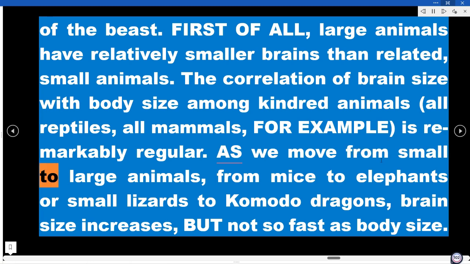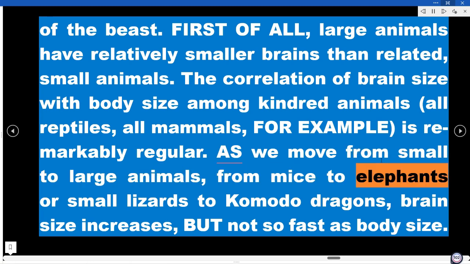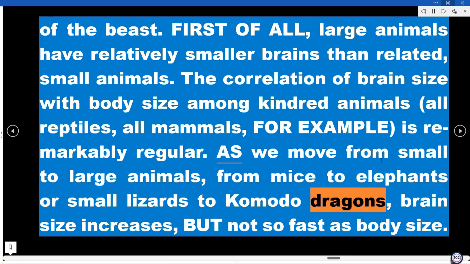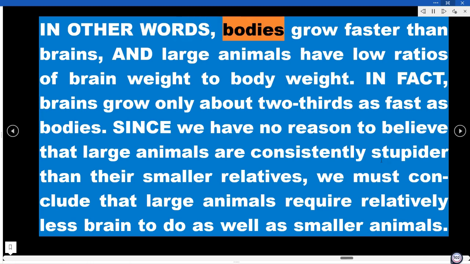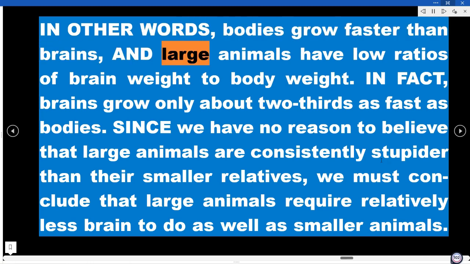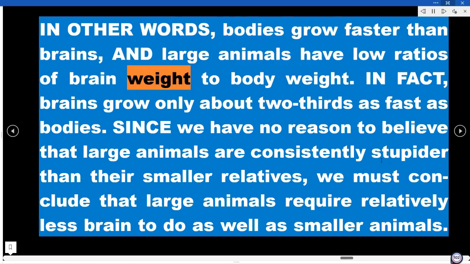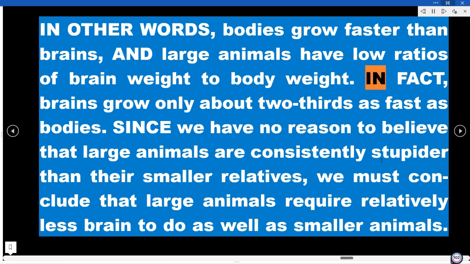As we move from small to large animals, from mice to elephants or small lizards to Komodo dragons, brain size increases, but not so fast as body size. In other words, bodies grow faster than brains, and large animals have low ratios of brain weight to body weight. In fact, brains grow only about 2/3 as fast as bodies.